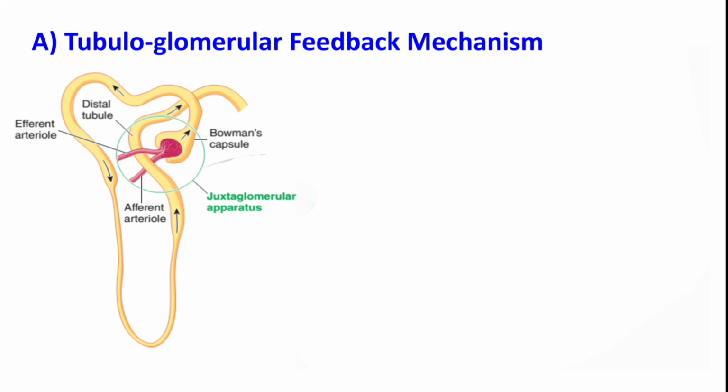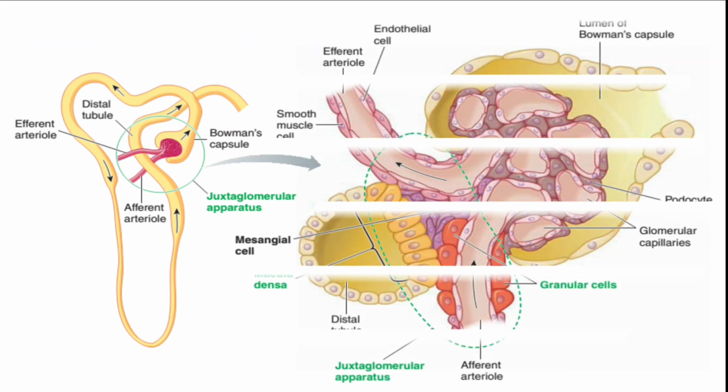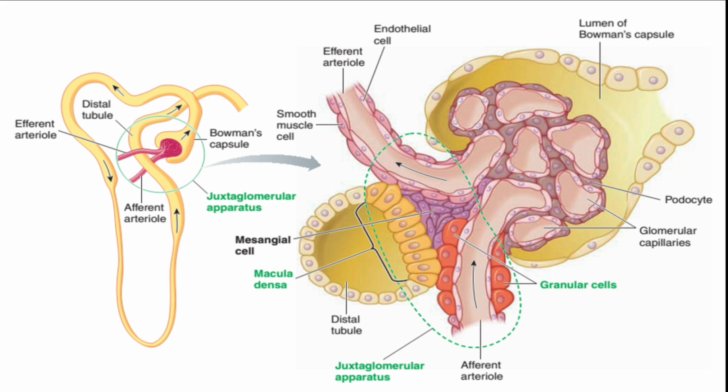So there are two components of the juxtaglomerular apparatus. These two components are macula densa cells, as you can see here, and the second component of this apparatus is JG cells or juxtaglomerular cells. These JG cells are located in the afferent arteriole. So this is the afferent arteriole, this is the glomerulus and this is the efferent arteriole. So JG cells are located in the afferent arteriole.